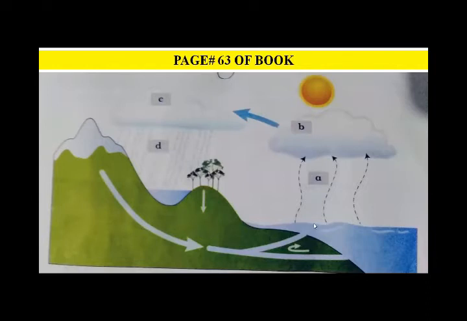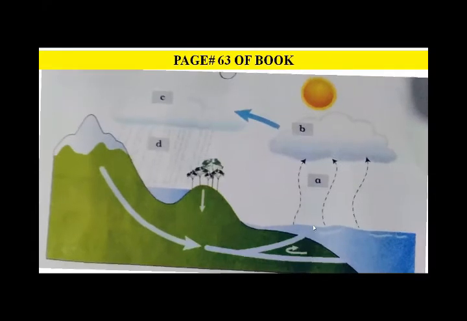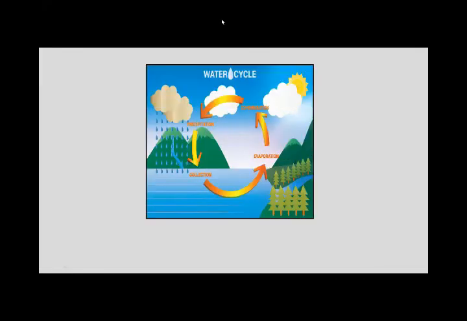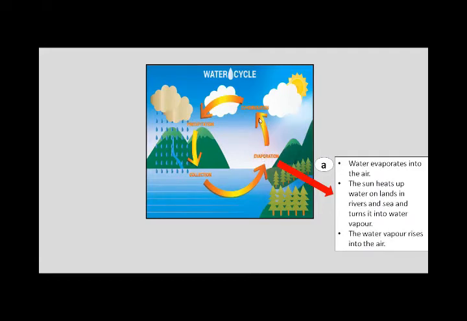Now see the next slide. The water cycle. In this water cycle, in the first stage, what happens? Water evaporates into the air. The sun heats the water on the lands, in rivers and seas, and turns it into water vapor. The water vapor rises into the air. Okay, step by step, you can observe it. What happened in the second stage?